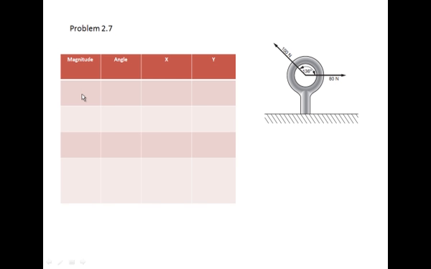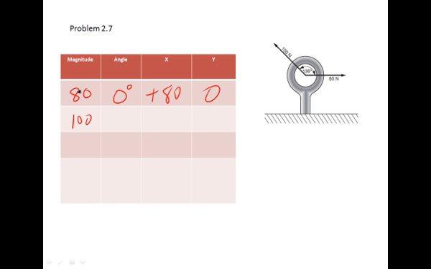method of components. What I like to do is just generate a little table, and in this case you have your 80 Newton force, and you also have the 100 Newton force. As far as the 80 Newton force is concerned, it acts at an angle of 0 degrees. So you can break that into components. The x component would be 80 cosine of 0, so that would be 80, and the y component would be 80 sine of 0, and so that would be 0.